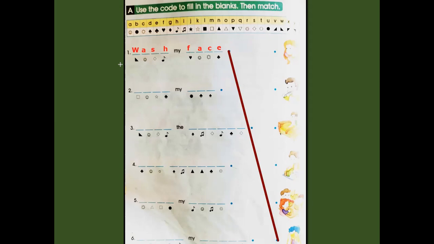All right, give me a second, please. Okay. Number two is make my bed. Make my bed. Voy a cambiar el color para que no se vean igual. Number three is wash the dishes. Wash the dishes. Number four, eat dinner. Number five, comb my hair. And number six, and last, is brush my teeth.